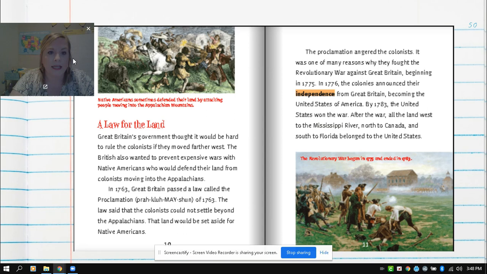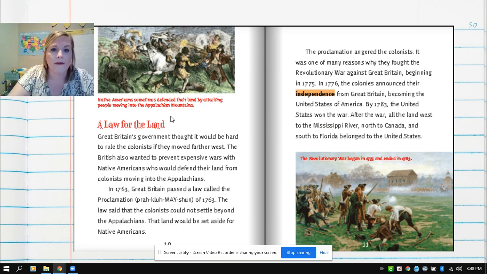A law for the land. Great Britain's government thought it would be hard to rule the colonists if they moved farther west. The British also wanted to prevent expensive wars with Native Americans who would defend their land from colonists moving into the Appalachians. In 1763, Great Britain passed a law called the Proclamation of 1763. The law said that the colonists could not settle beyond the Appalachians. That land would be set aside for Native Americans. The proclamation angered the colonists.